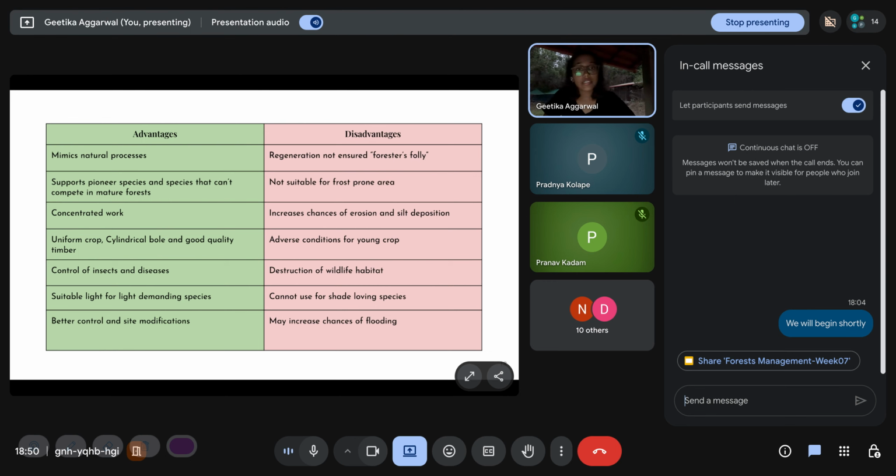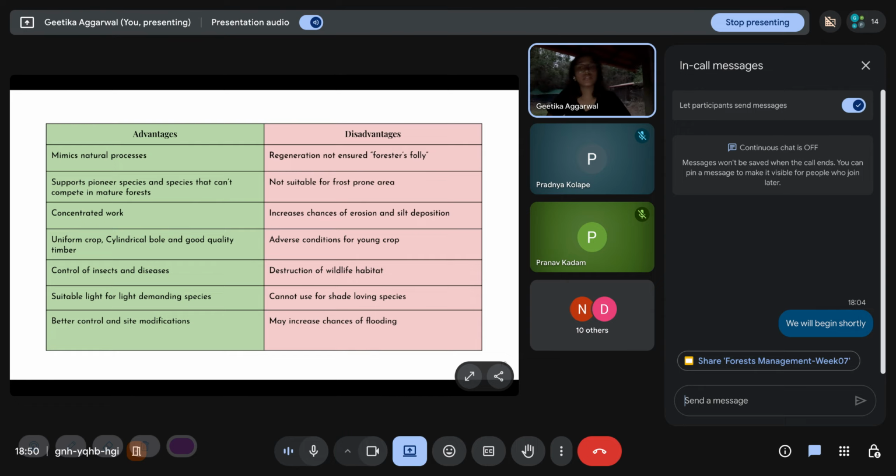You can control insects and diseases because you're entirely clearing the zone. Even if there was some insect damage or some disease in the plants in the area, now because you've cut all of the plants, you can start afresh, and there will no longer be the same diseases or insects. It's suitable for light demanding species. It's bad for shade tolerant species, but suitable for light demanding species, and you have better control, and you can modify the site however you want.